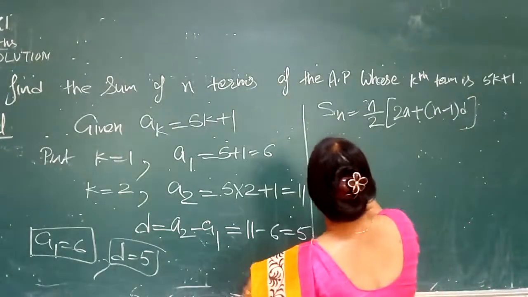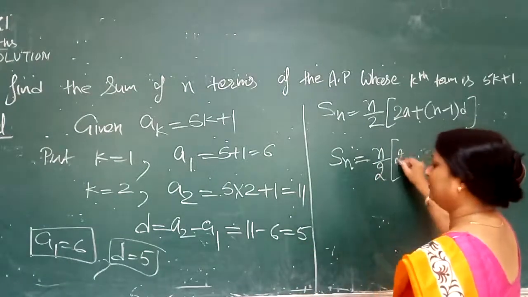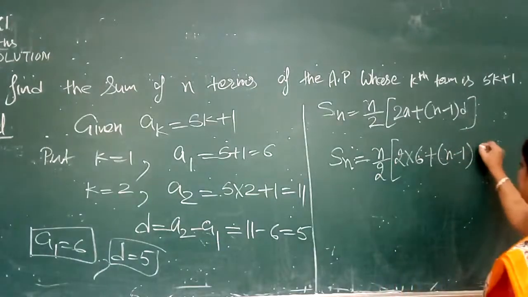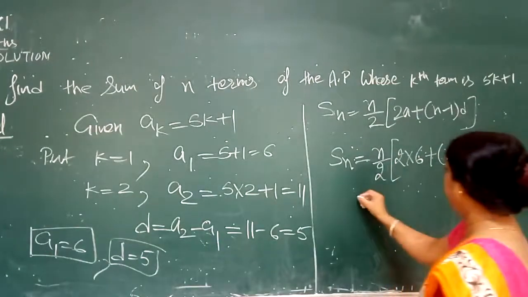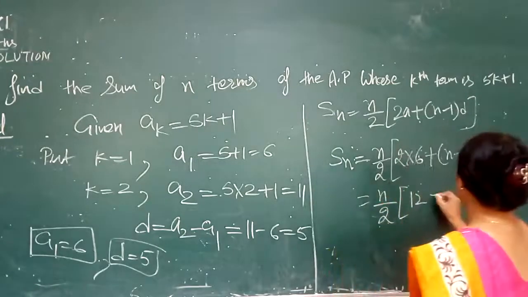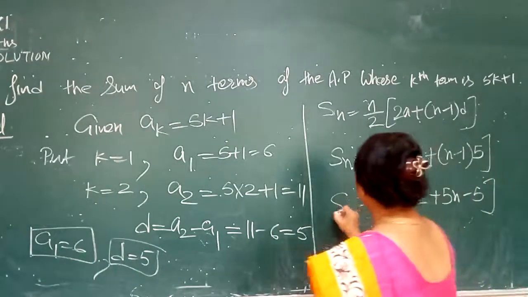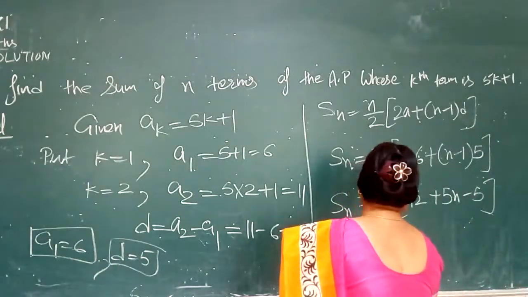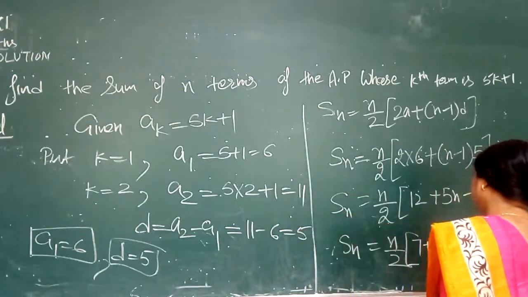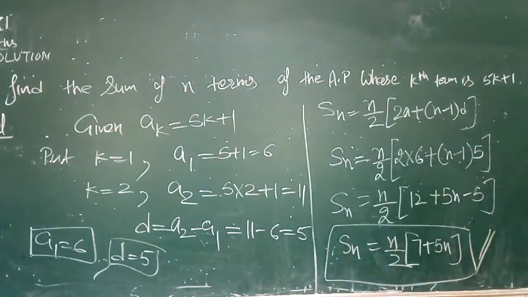Now Sn equal to, put the values here: n upon 2 as it is, the value of a is 6, and the value of d is 5. So it will come n upon 2 into (12 plus 5n minus 5). So Sn will come n upon 2 into (7 plus 5n). This is the required solution of question number 7.